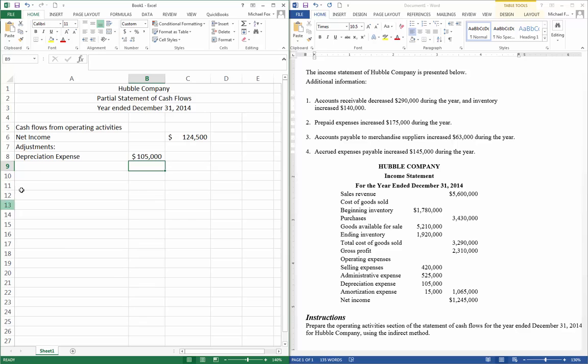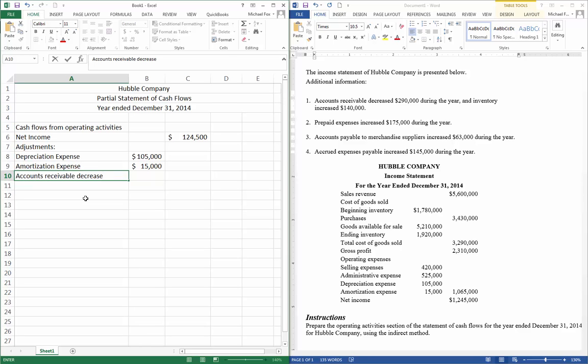Amortization is just like depreciation. It's a non-cash expense. So that's $15,000. Then we'll start looking for changes in our accounts. Usually we would look at a comparative balance sheet. Instead, we have this information. So accounts receivable decreased by $290,000. So I'm just going to put accounts receivable. That was a decrease.